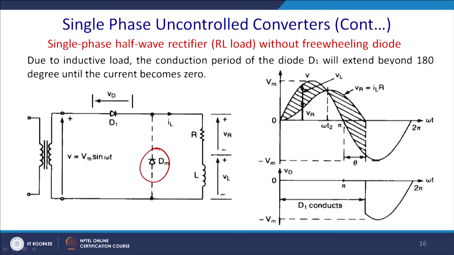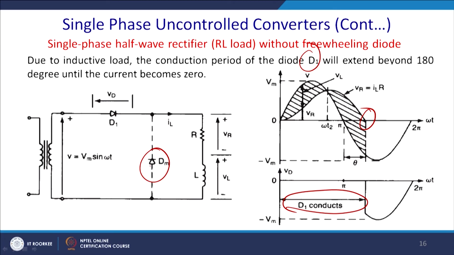What happens is, due to the inductive load, the conduction period of the diode D1 will extend beyond 180 degrees, because the current will still continue after 180 degrees until the current becomes 0. So, this is the point where the current becomes 0. This is the point up to which diode D1 conducts if the freewheeling diode is absent.